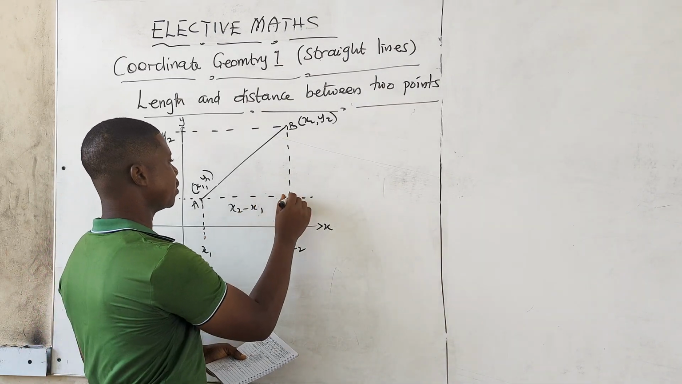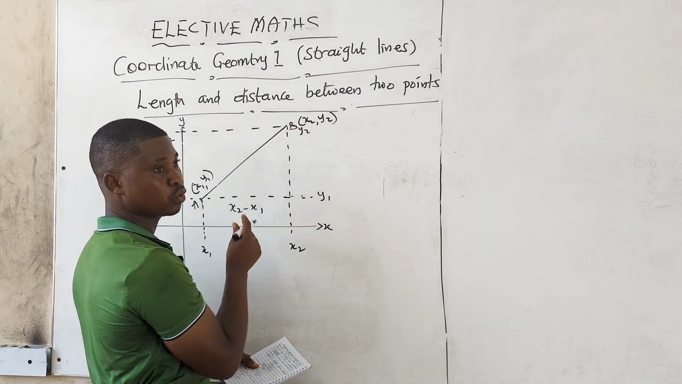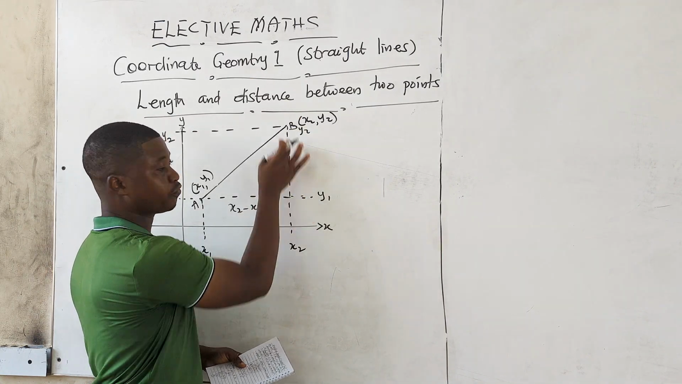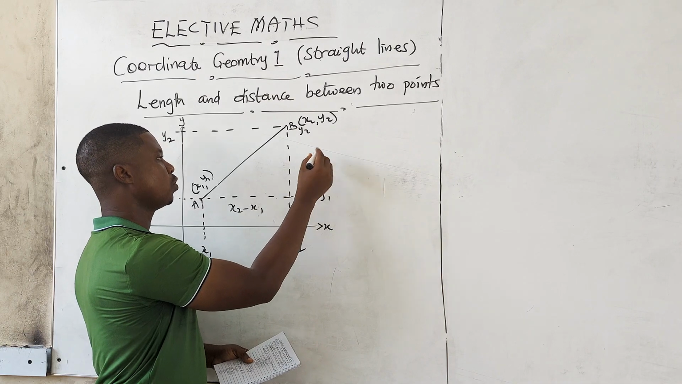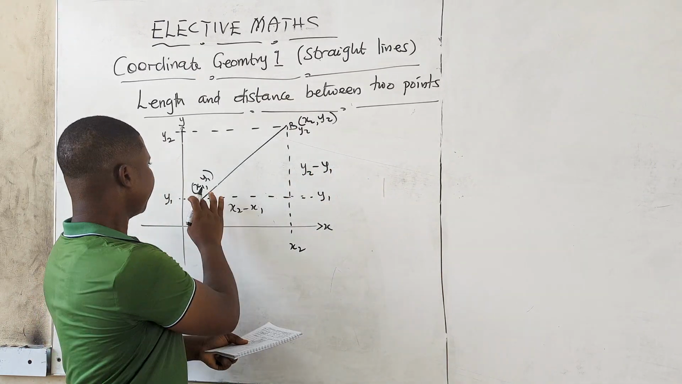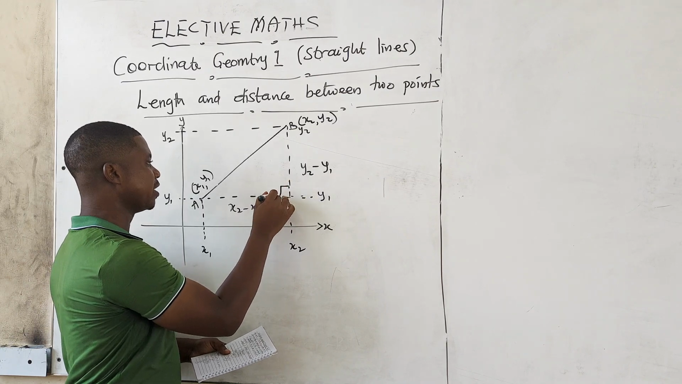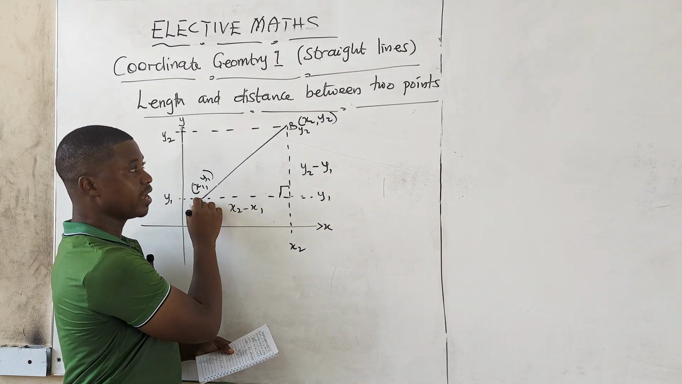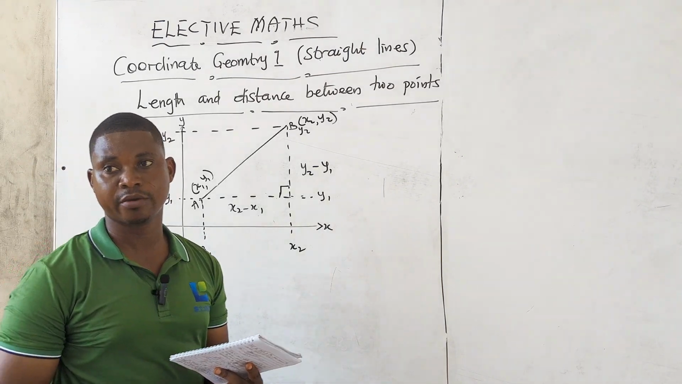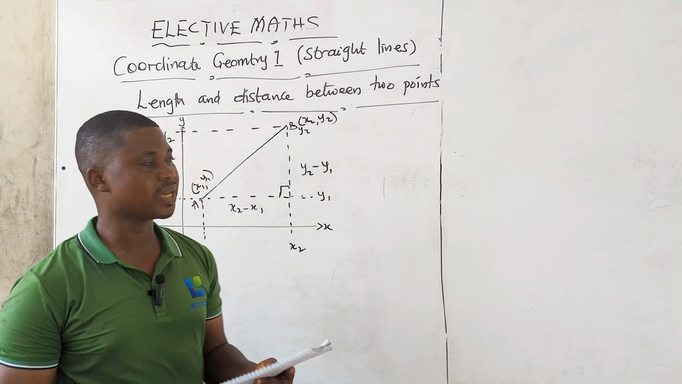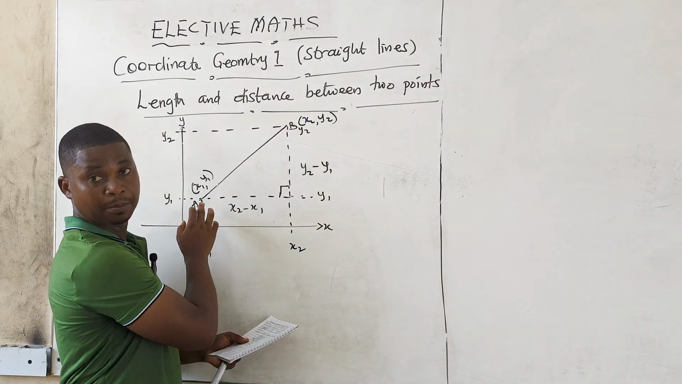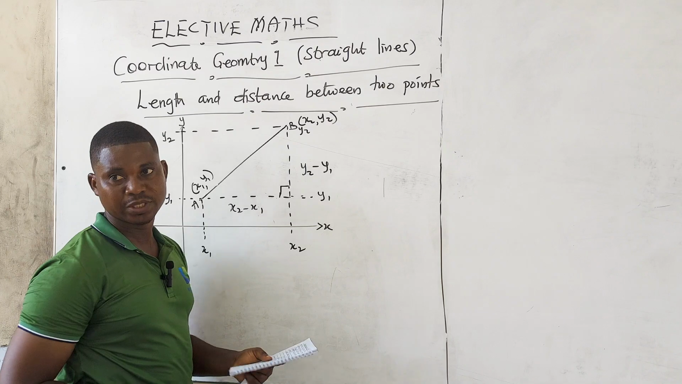The same thing applies to this side, which is our y1 and y2. If you want to know the distance between y1 and y2, you have to subtract y1 from y2, and that gives you y2 minus y1. But if you look at this, it gives an angle of 90 degrees, and we want the distance of A to B. So we can apply the rules of the Pythagoras theorem, which states that the square of the longer side, the hypotenuse, is equal to the sum of the squares of the other two sides.